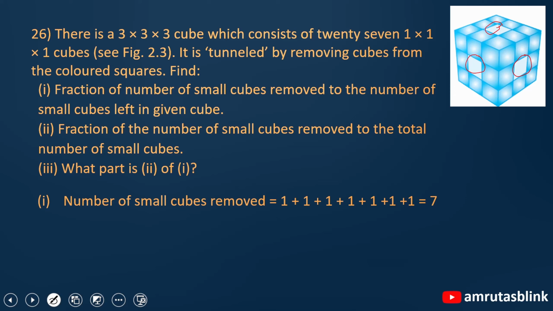Now how many total cubes were there? There were total 27 cubes. So the required fraction is 7 upon, how many total cubes are there? There are total 27 cubes. Once you remove 7 cubes, how many cubes are remaining? 20. So the fraction of number of small cubes removed to the number of small cubes left is 7 upon 20.